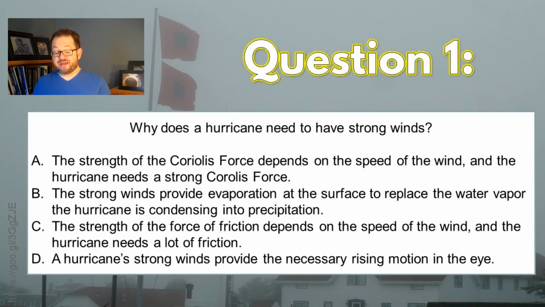B, the strong winds provide evaporation at the surface to replace the water vapor that the hurricane is converting into precipitation. C, the strength of the force of friction depends on the speed of the wind, and the hurricane needs a lot of friction. Or D, a hurricane's strong winds provide the necessary rising motion in the eye. This question is a little more subtle than I originally planned, but I like it. Go ahead and make a choice from those 4 options and get a little feedback before you move on to question 2.